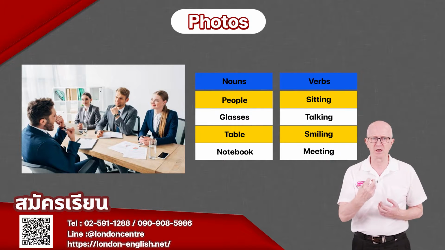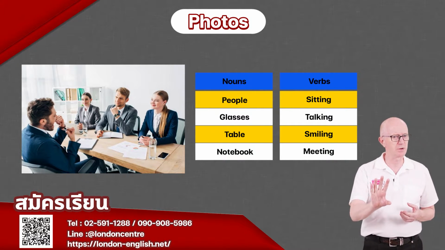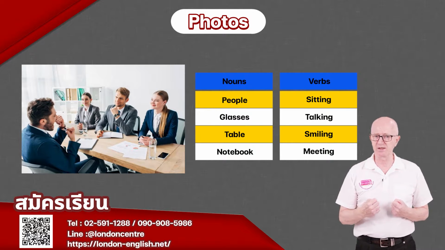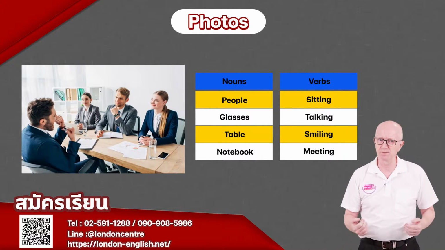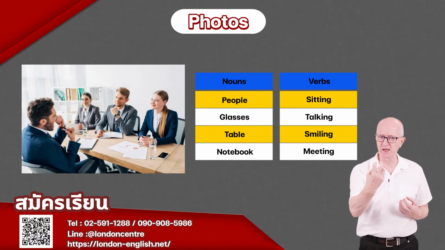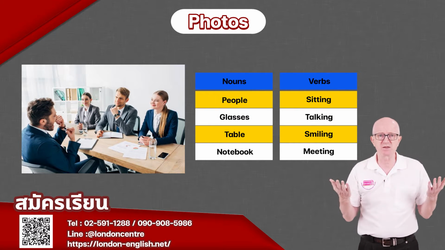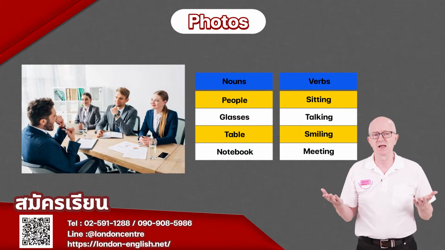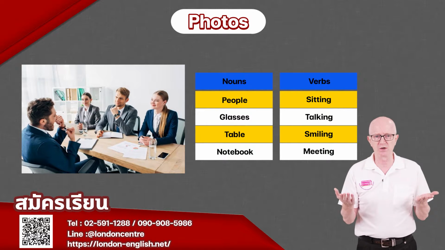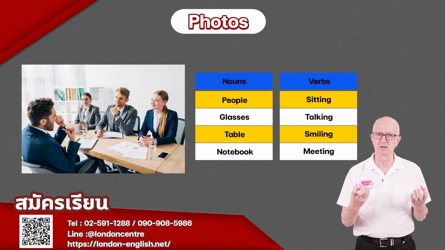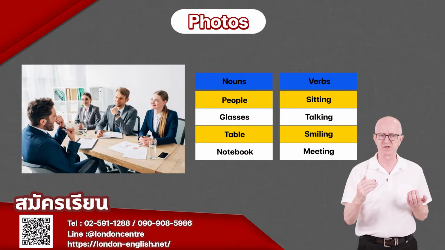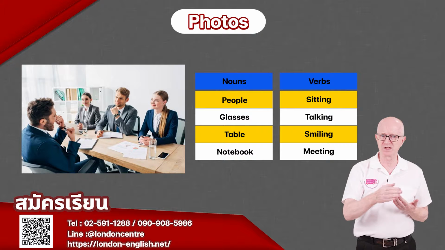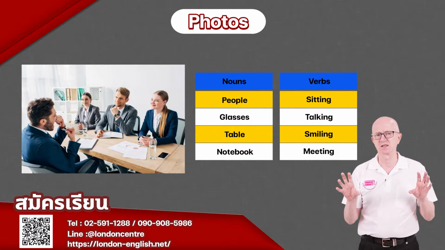Now, what are they doing? This is where we come to verbs. What are the people doing? So we can see that they're clearly sitting down, they're talking, we can see they're smiling, they have like a happy face, and we can probably deduce that they're having a meeting. So these are the verbs. Verbs are what people do, the nouns are the objects in the room.